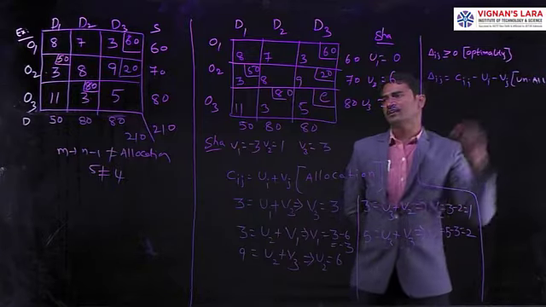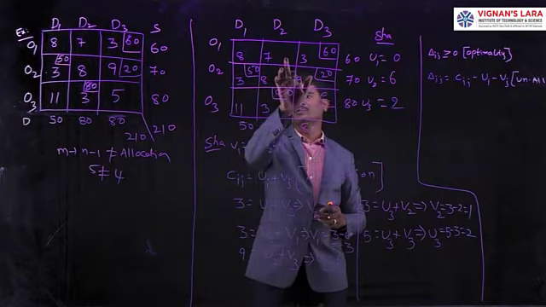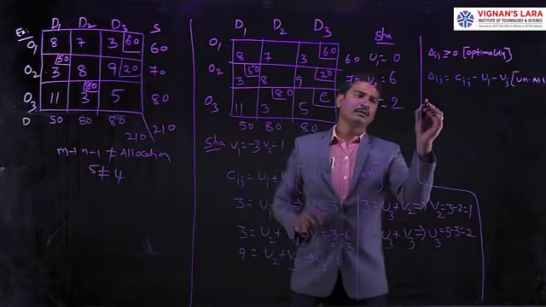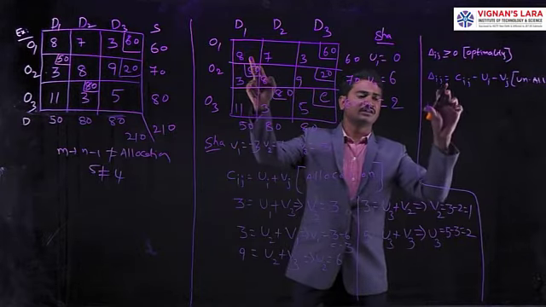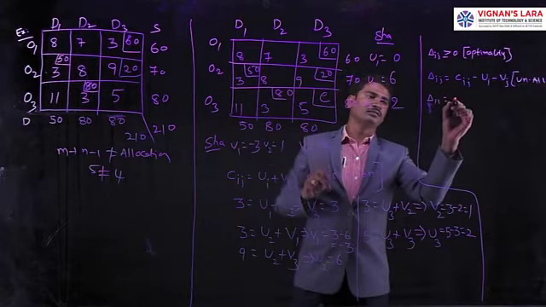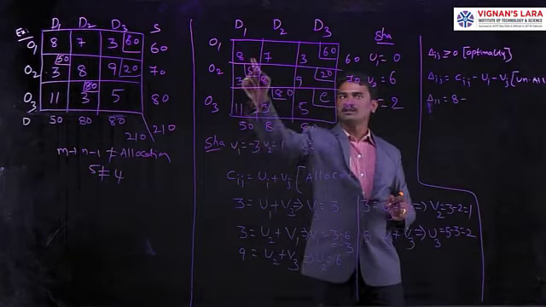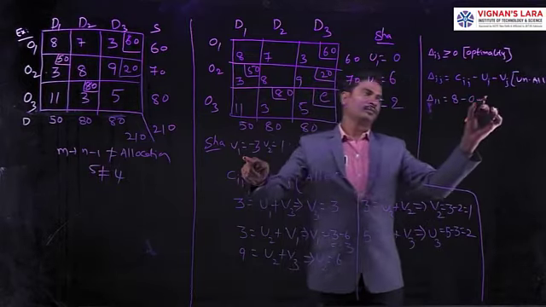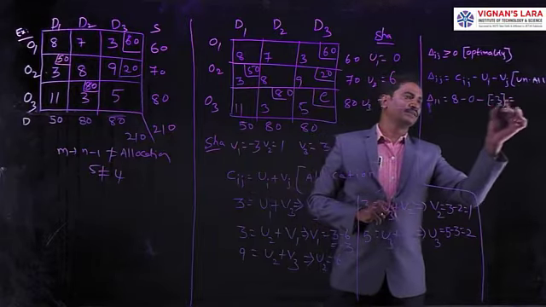Here, how many unallocated cells are there? In total we have 4 unallocated cells. For these 4 unallocated cells we have to calculate the dij value. Coming to the first one, O1 D1 is delta 1 1. It is equal to the cost value 8 minus the shadow prices. It is located at first row, first column. At first row we have the shadow price U1 is 0, and first column we have the shadow price V1 is minus 3. From this we get 8 plus 3, 11.